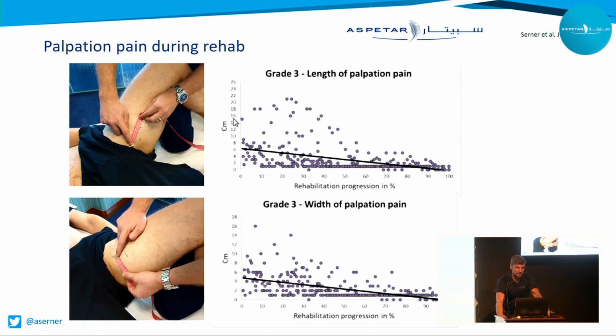And on the y-axis here, we have the extent of palpation pain, the length and the width of the palpation pain, which we measured. And we can see already around halfway through the progression of rehabilitation, the majority of players will only have pain in a very small area located at the insertion. Both in terms of length and width, it's very localized to the insertion. But this pain actually remains for quite a long time.